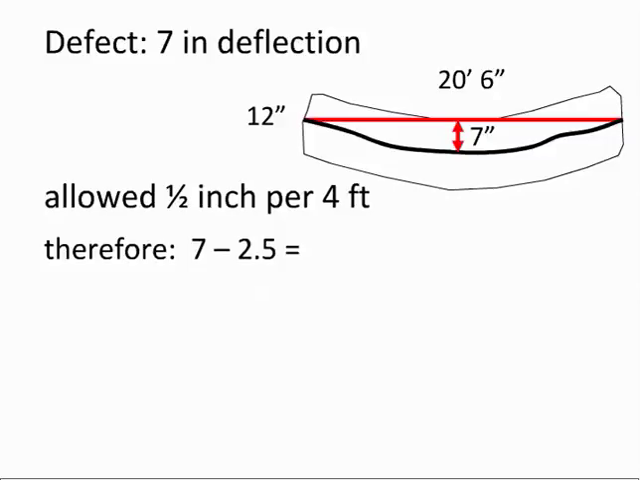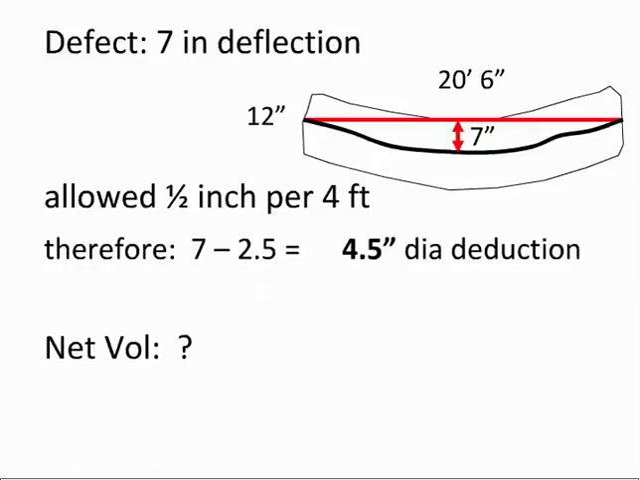This is a 20-foot log. I'm allowed a 1/2 inch for every 4 feet. That means 5 of them, right? 20 feet, 4-foot segments. So it's going to be 7 minus 2.5 inches that I'm allowed. So I have a 4.5 inch diameter deduction, and I'm going to take that away from the 12 inch. In this case, the deduction will be a diameter deduction, so you don't even need to bother with the gross scale.